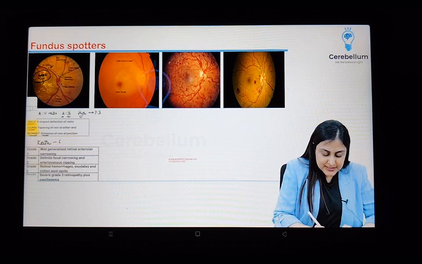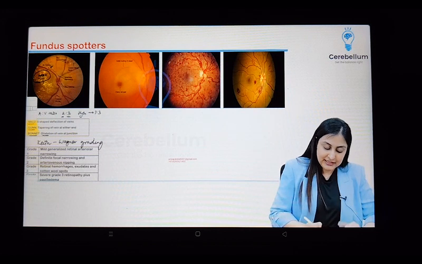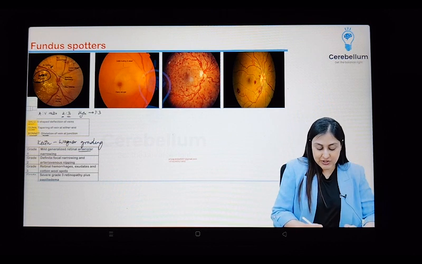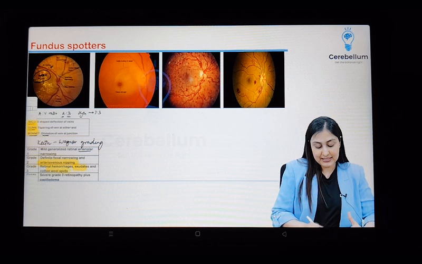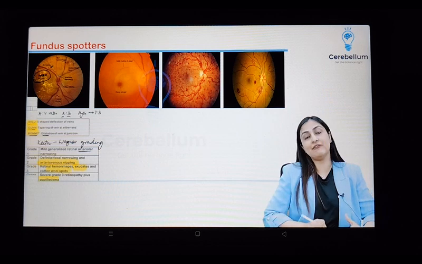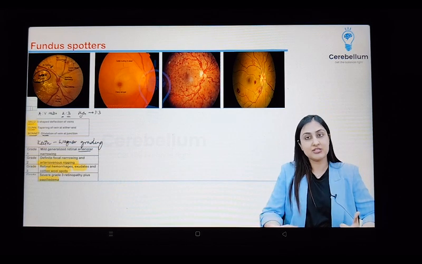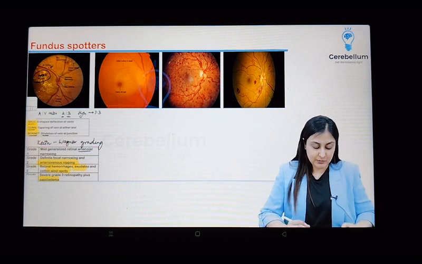In fact, we also have a grading. You need not memorize this, but there is a Keith and Wagner grading of hypertensive retinopathy. First is just arteriolar attenuation. Second is when you have signs of AV nipping. Third is when exudates and hemorrhage start coming up. And fourth is when you have papilledema. So these are the 4 stages of hypertensive retinopathy.